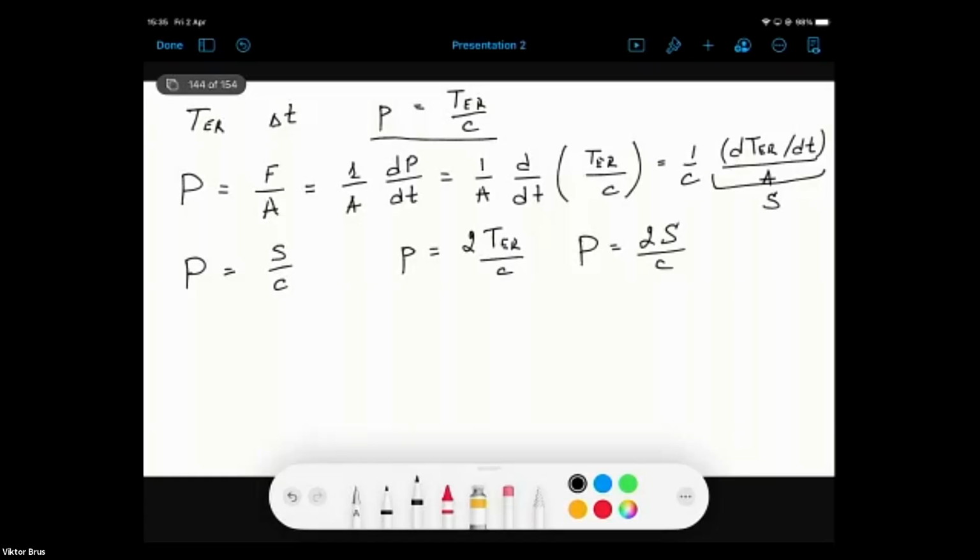So these are the expressions for the linear momentum transferred by an electromagnetic wave delivered to the surface, either absolutely absorbing or absolutely reflecting, and also the corresponding pressure which this electromagnetic wave will exert on the unit area of such surfaces.